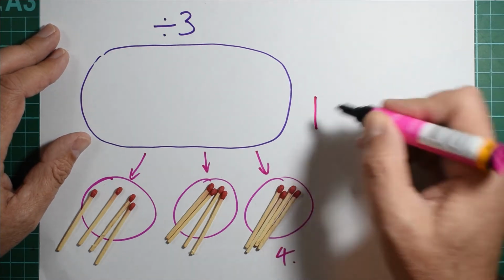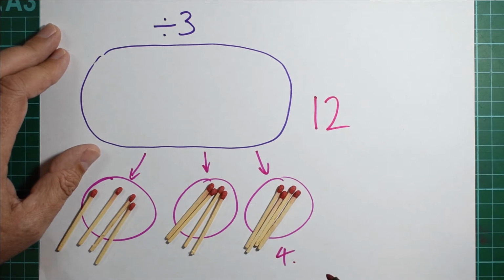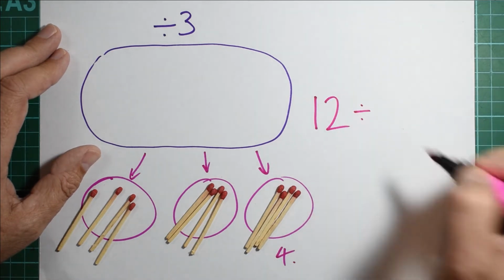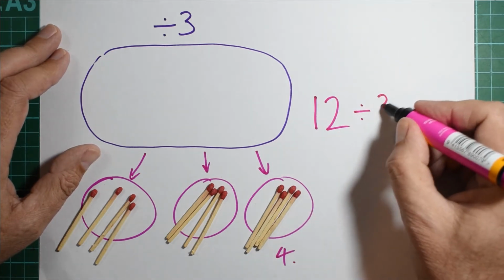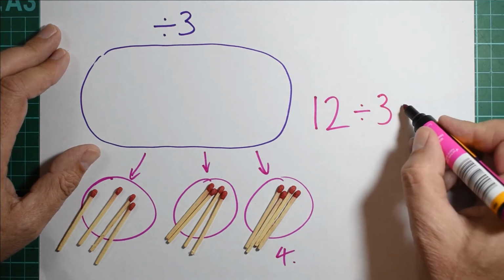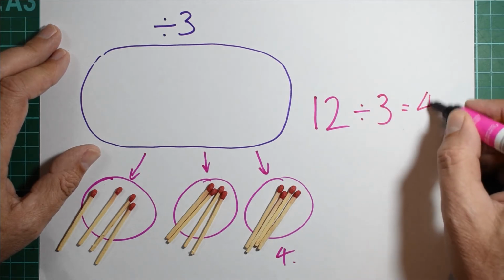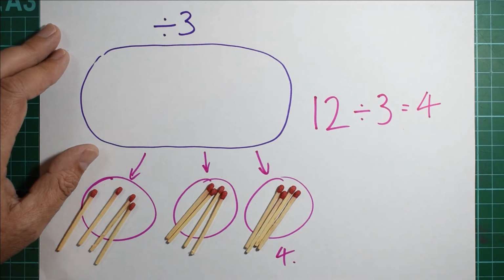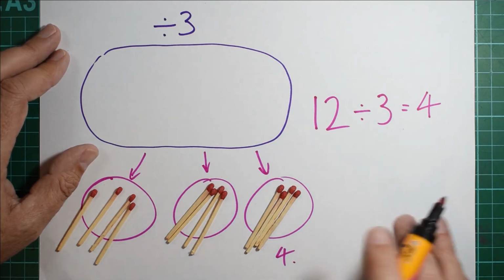Just so that you know though, the maths would look like this. If I was to write this down in my maths book, it would be 12 matches chopped into 3 groups will give me groups with 4 in each. And that's all divided by is. So when we're doing this equal sharing thing, it's a very easy, practical way to understand how division works.